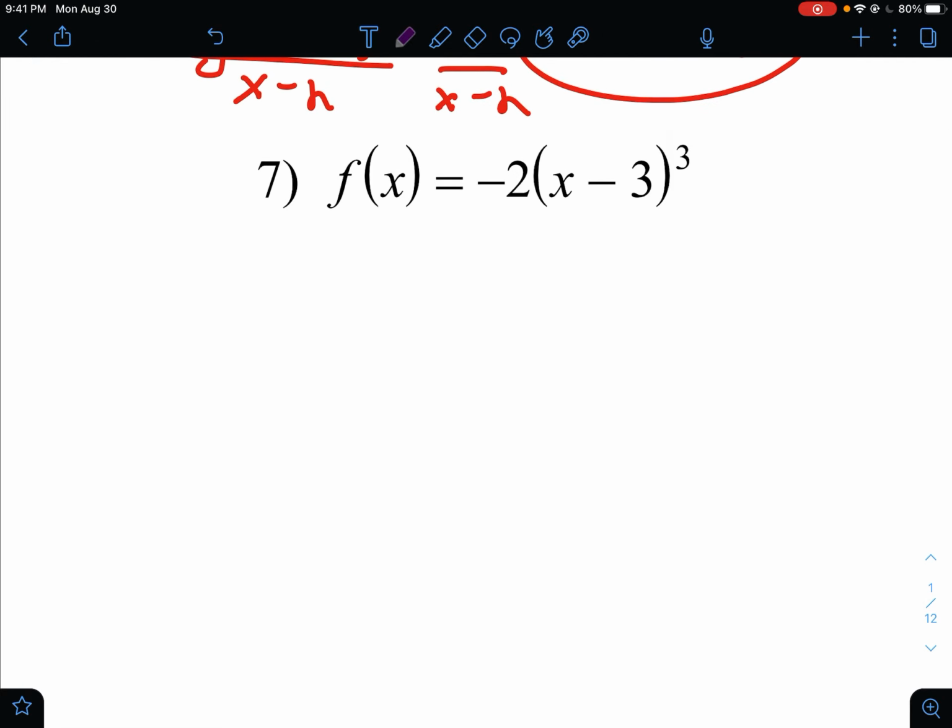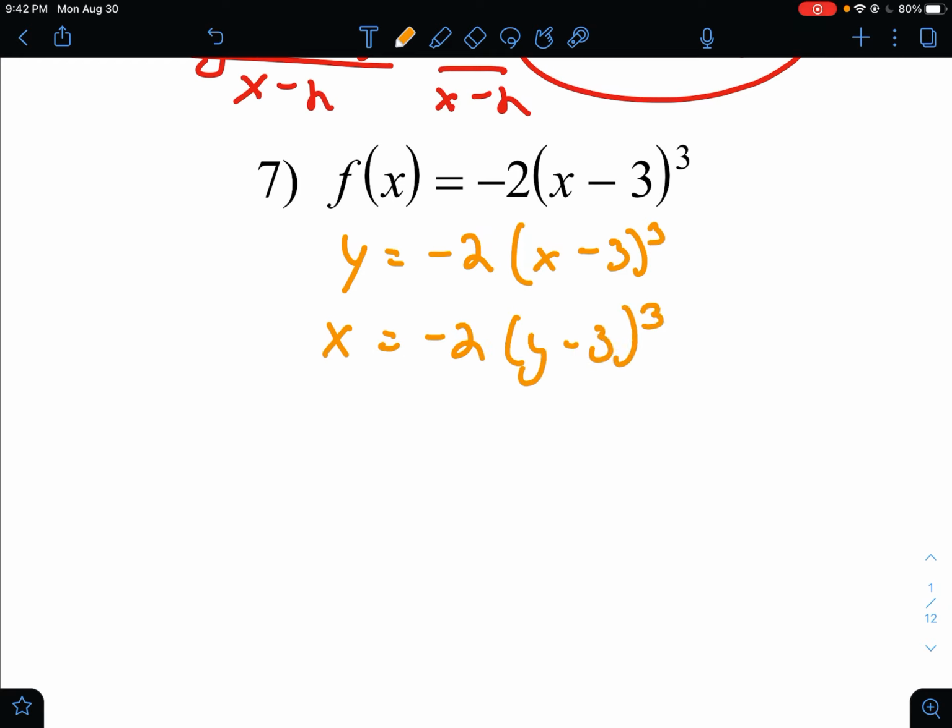All right, next one. So I'm going to go ahead and flip-flop these. So I get y equals -2 times x minus 3 cubed. So then I get x equals -2 times y minus 3 cubed. So I'm looking at this and I'm like, all right, I need to get this y by itself. So a lot of you guys are going to want to cube root it first. You cannot do that first, because of this -2 here. You got to get rid of this -2.